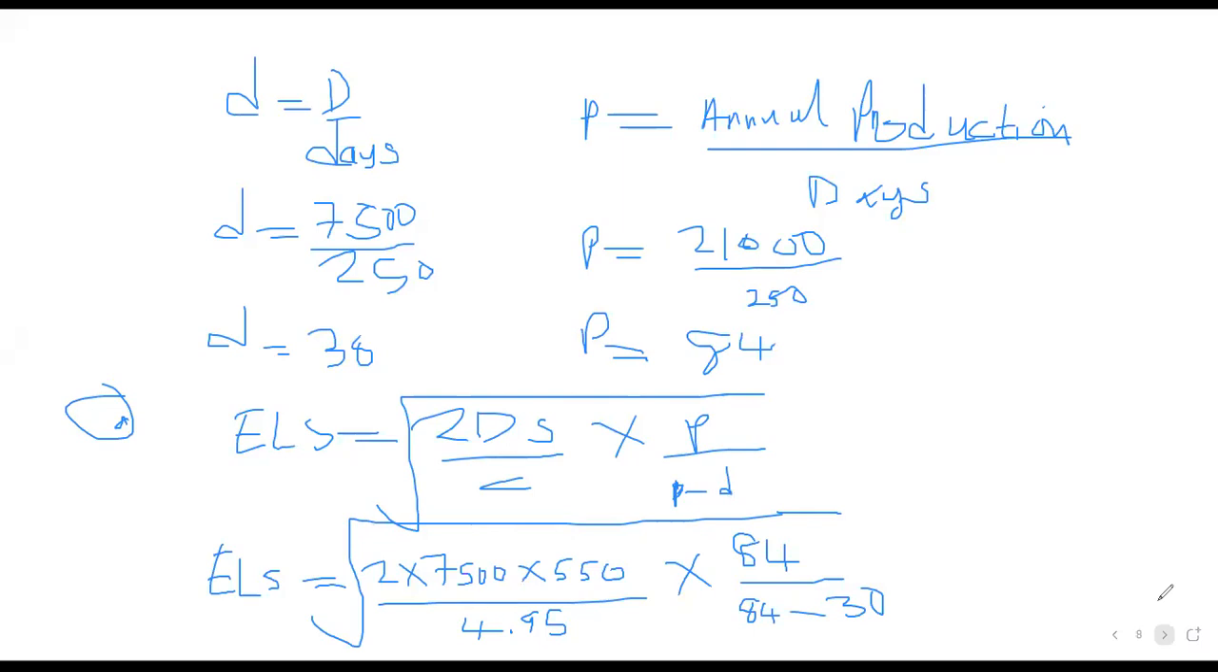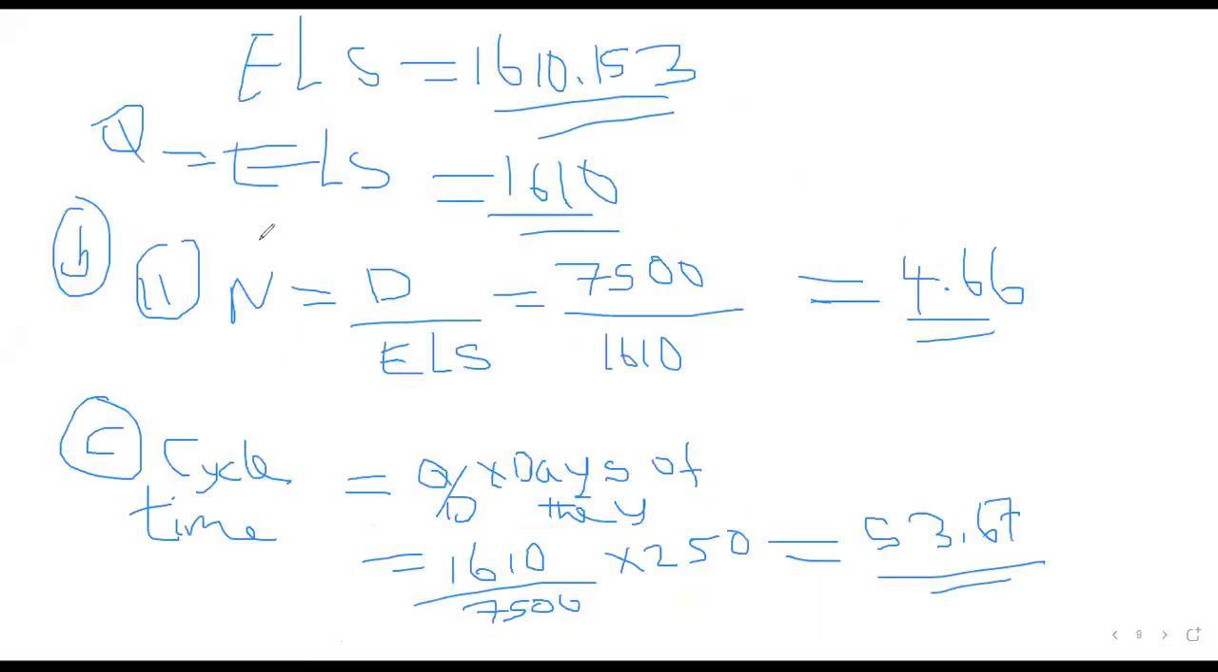Now, getting down to the number of production runs. How many times are you going to produce to meet the batch? How many times are you going to produce this to meet the annual demand? You're going to produce 4.66 times a year of this batch, 1,610 units, to meet the demand of 7,500. That's what it means. So number two is the number of production runs.